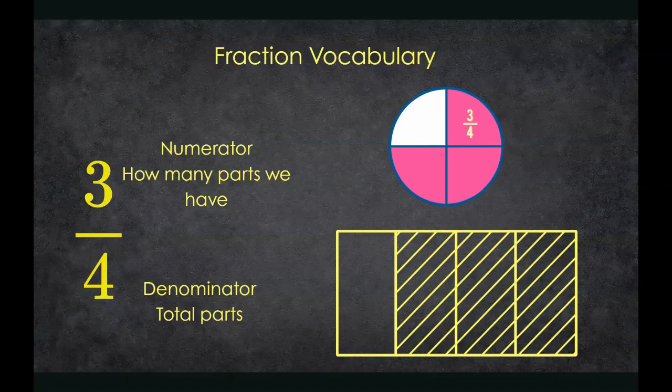Okay, here's another example or another visual. I have a bar, it's cut into 4 pieces. That's my denominator, the total parts. And then 3 of those pieces are shaded in. The 3 is the numerator, and that's representing the parts we have out of the total parts. So I have 3 out of 4 parts. Okay, that is numerator and denominator.